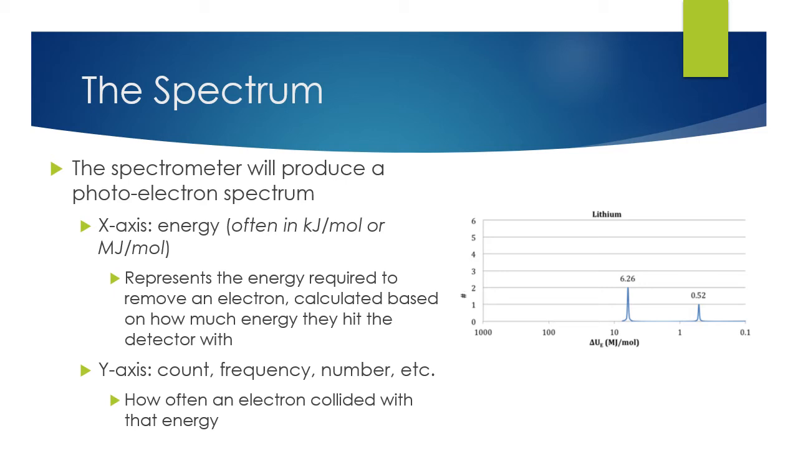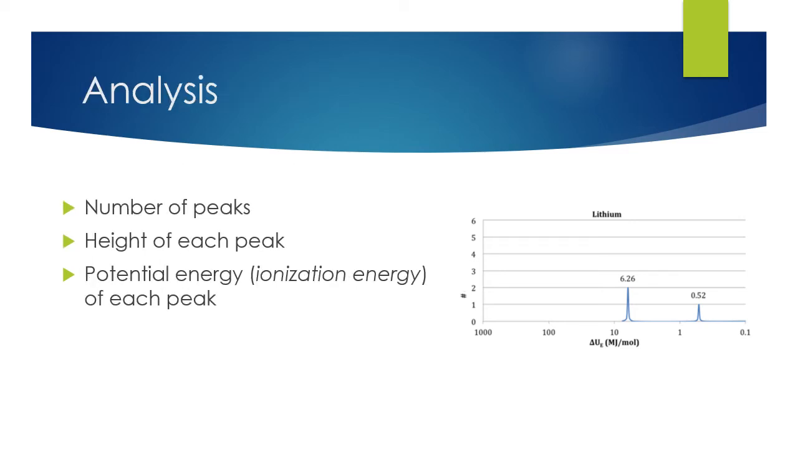On the y-axis will be something along the lines of count, frequency, or number. In this case, it says number. This tells you how often an electron with that particular energy collided with the detector, to give you a relative idea of how many there are in each orbital. In order to analyze the graph, there are 3 primary things you want to consider. You want to consider the total number of peaks. For each peak, its height and the potential energy for each peak, specifically where it is relative to others.